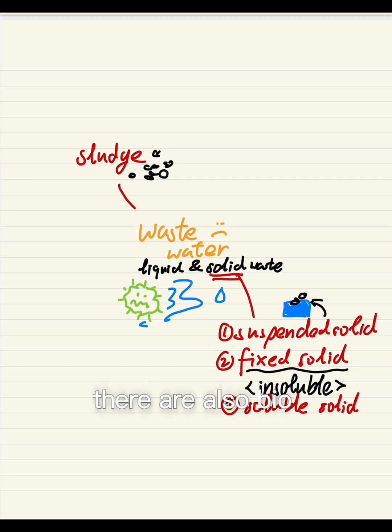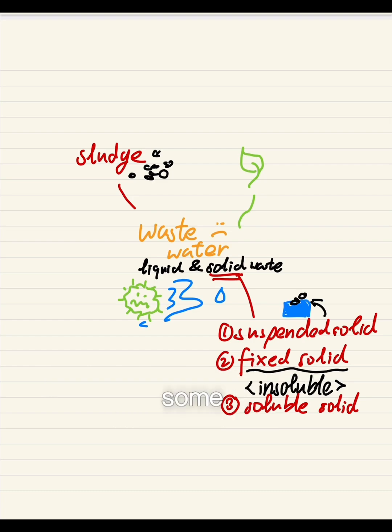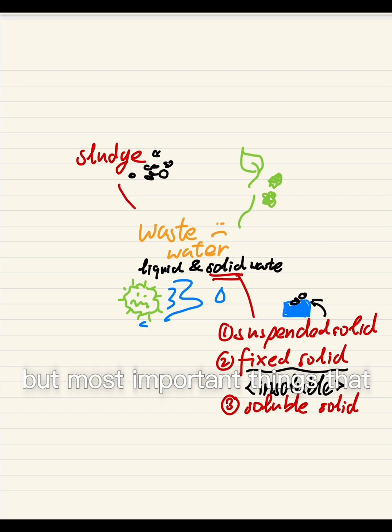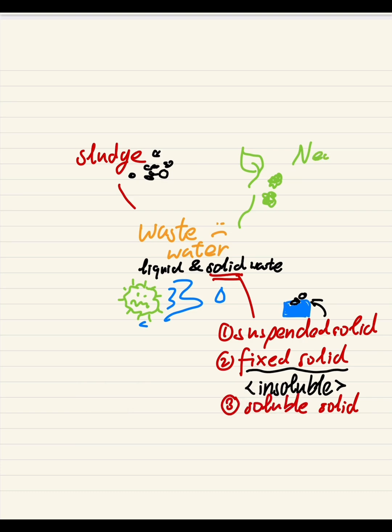Moreover, there are also biodegradable organics. Biodegradable organics are also part of the waste, but they are linked to the chemistry part, some sources that can be degraded by microbacteria or something related. But the most important thing is that they are the content in the wastewater, like those nutrients, and also the nitrogen or phosphorus.